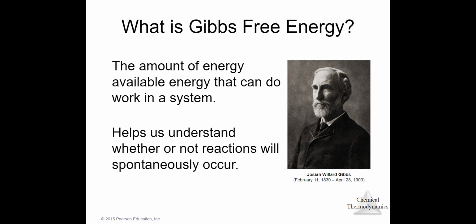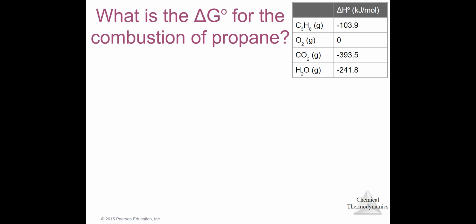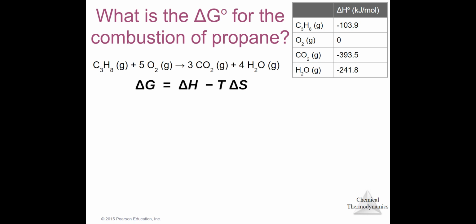So before we get into some of the real details with that, I do want to practice working with that equation. In the last video, we found the change in entropy for the combustion of propane. Now I want to try to figure out what our Gibbs free energy is for this reaction. So again, we have our reaction, combustion of propane. We've seen this equation many times before. A reminder that our equation is delta G equals delta H minus T delta S.